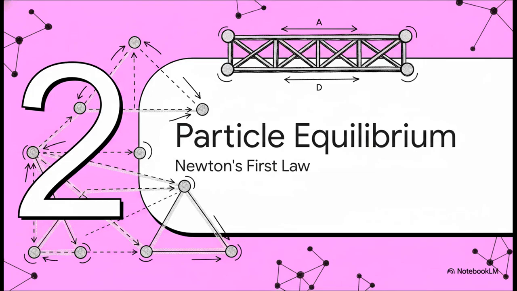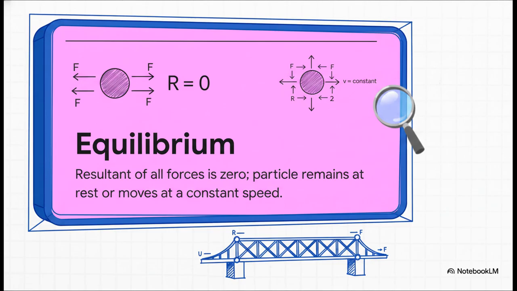Moving right along to section 2, particle equilibrium essentials. So mastering vectors naturally leads us right to the golden rule of statics, which is equilibrium. According to Newton's first law, equilibrium is a state where the resultant, or the net combination of all forces acting on a particle is exactly 0. Now listen closely to this part, because it trips up a lot of people. A resultant force of 0 means the particle will remain totally at rest, or, and this is a big or, it will continue moving at a constant speed in a straight line. Equilibrium is all about a state of perfectly balanced forces. It does not necessarily mean just sitting completely stationary.